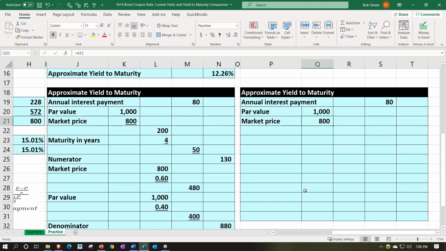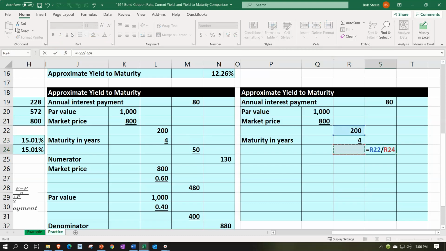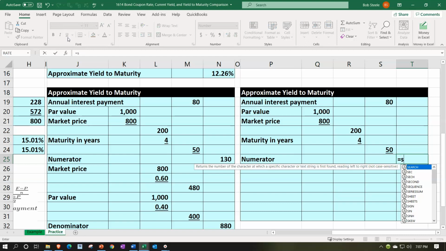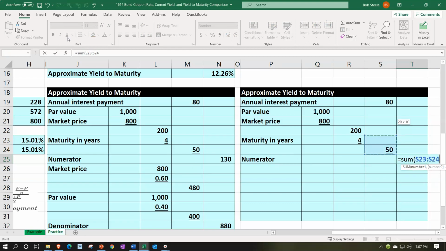So this is going to be underline, font group, and underline. Subtracting that out, 1,000 minus the 800. It matures in 4 years, the years to maturity. Underlining that. We're going to then take the 200 divided by 4, giving us the 50. Underlining that. That's going to give us the numerator. And sum that up.